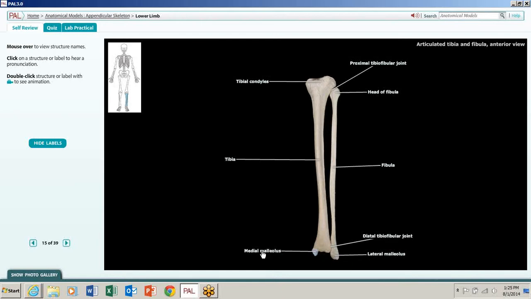There's the medial malleolus. There's the tibia. There's the tibial condyles. And we didn't mention but there's the proximal tibio-fibular joint, where the fibula and the tibia join at the top.